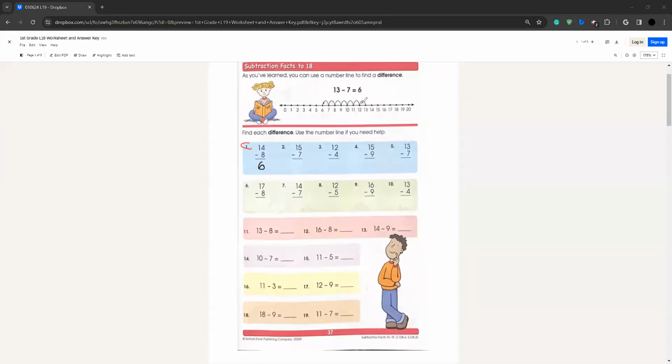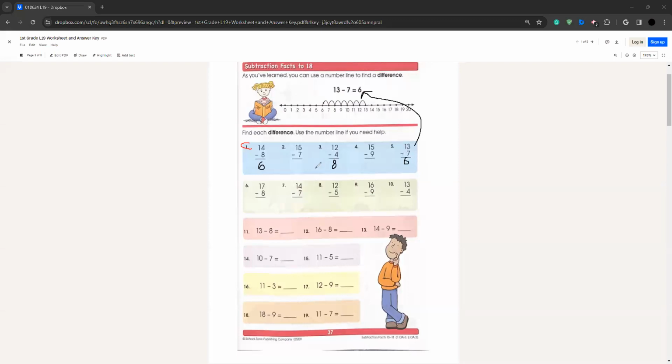We have 12 minus 4. So we go down 4. 1, 2, 3, 4. And then we have 8. Let's go over to number 5. And it's 13 minus 7. Same problem over here. So 13 minus 7, we see that we go down 7 numbers and we get 6.